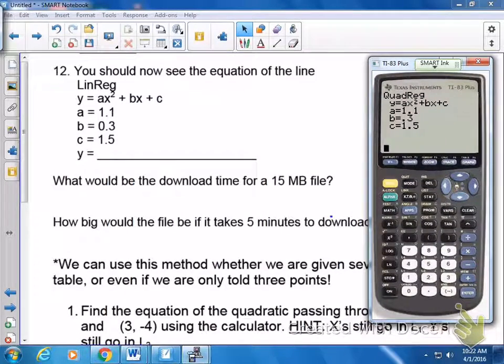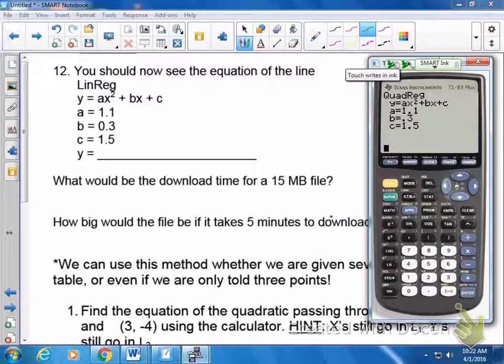Now we can use that to write our equation. It gives you a little base equation to plug things into, and then it gives you A, B, and C. Just plug them in. So I have y equals 1.1x squared plus 0.3x plus 1.5. So there's your equation. So be careful when you're putting in your lists, and you should get the right one every time. Now, on your homework, and it's going to happen a couple of times, they're going to ask you a couple of questions. They're going to be very similar to both of these that we're about to do.